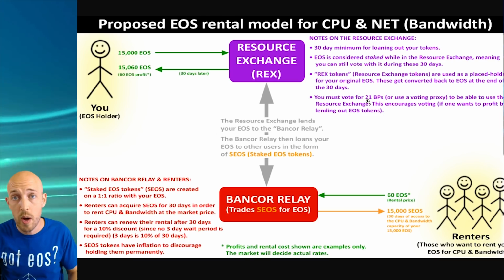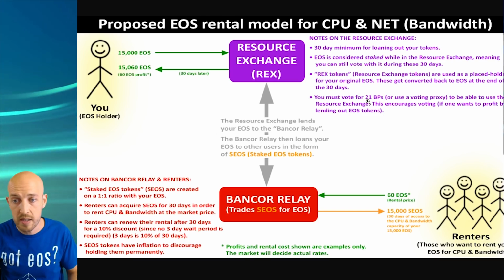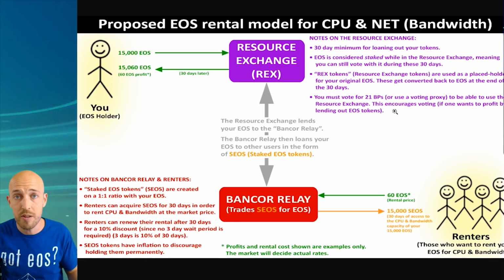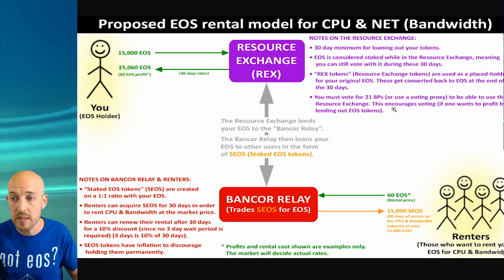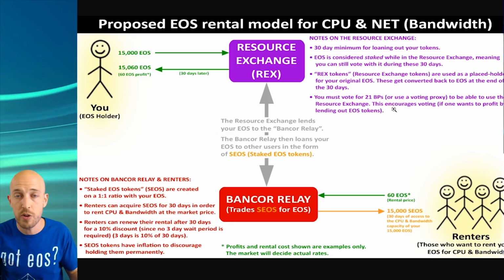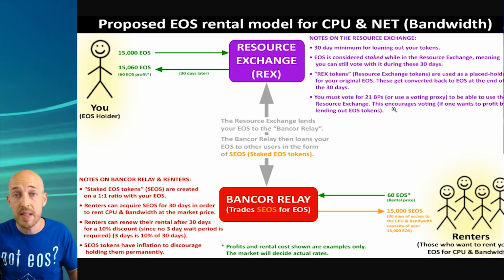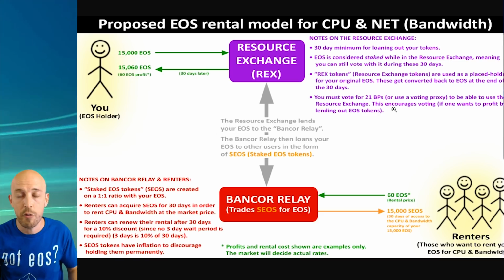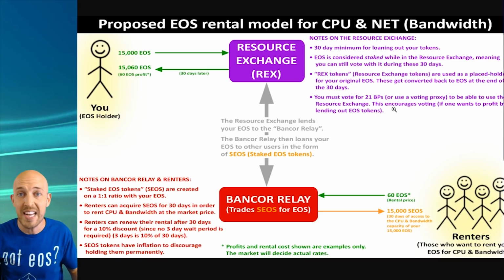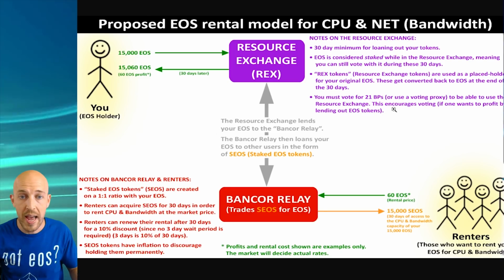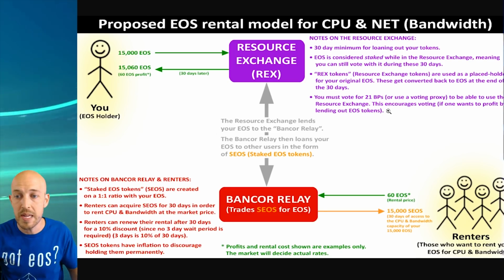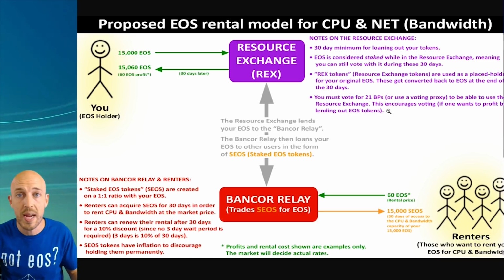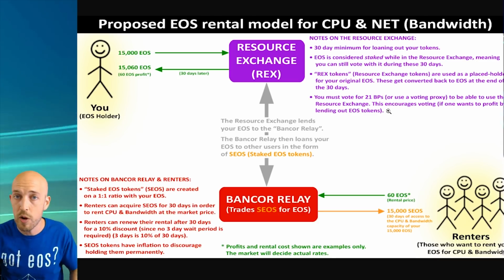You must vote for 21 block producers or use a voting proxy. And one really cool thing that's actually a new innovation in this whole area is that you must vote for at least 21 block producers to be eligible to participate in renting out your tokens. You can't use the resource exchange if you voted for 20 or fewer block producers. And this is awesome because this is another approach for incentivizing voting for more BPs. The Telos network had an inverse weighted system. Well, it looks like EOS has its own system where you're going to be given another option to trade and rent out your tokens only if you voted for 21 or more.